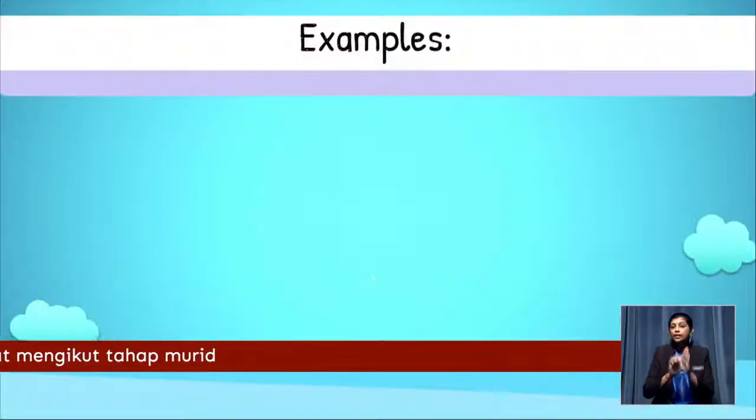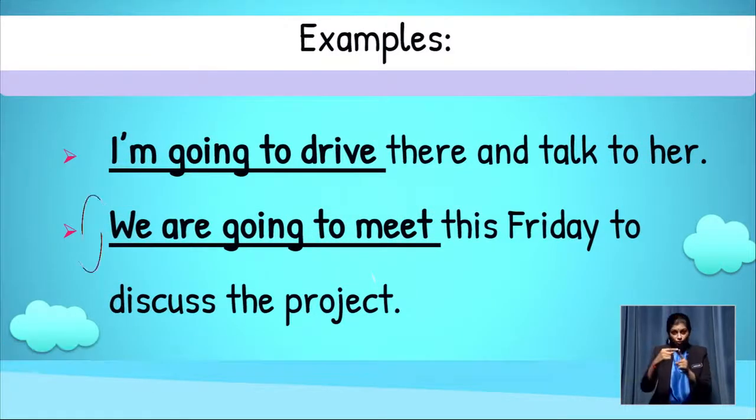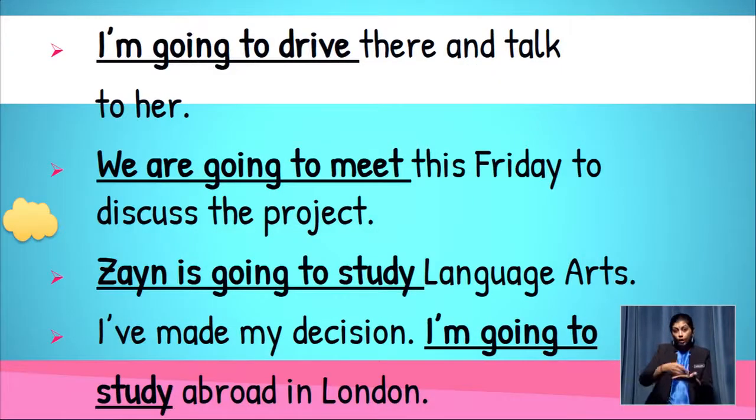For examples, I'm going to drive there and talk to her. We are going to meet this Friday to discuss a project. Zain is going to study language arts. I've made my decision. I'm going to study abroad in London. All these four examples show that the decisions were made before the moment of speaking.